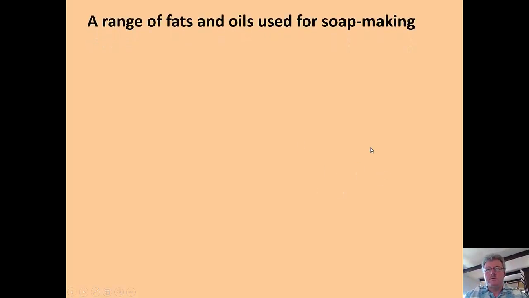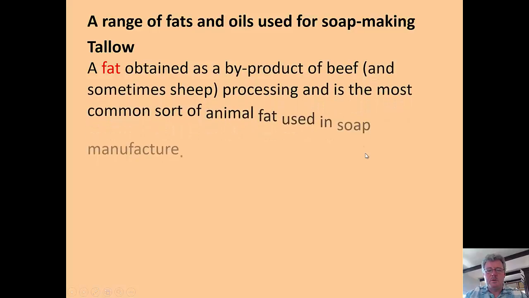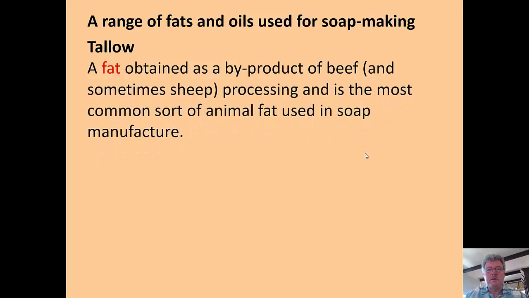Okay, what do we use for soap making? There's a range of things we can use. So tallow used to be used for candles and can still be used. It's a byproduct of sheep and beef processing, meat processing, and it's the most common sort of animal fat that's used in soaps. And remember, that's a glycerol with long chain fatty acids attached. Coconut oil is a commonly used one, from the dried fruit of coconut palms.